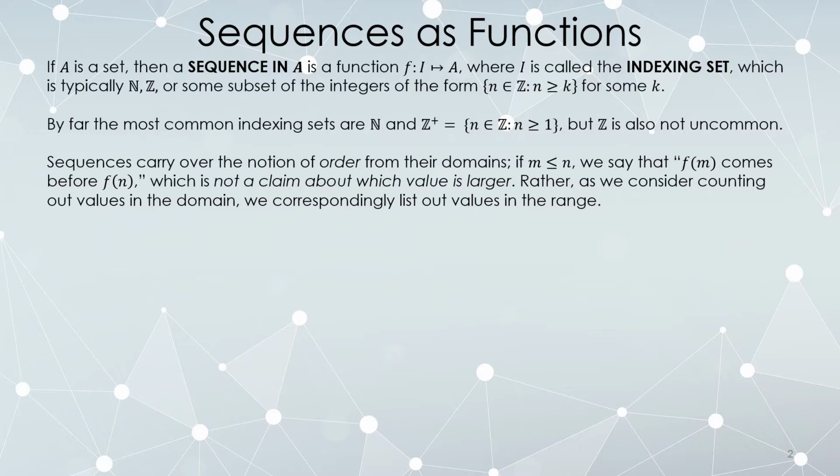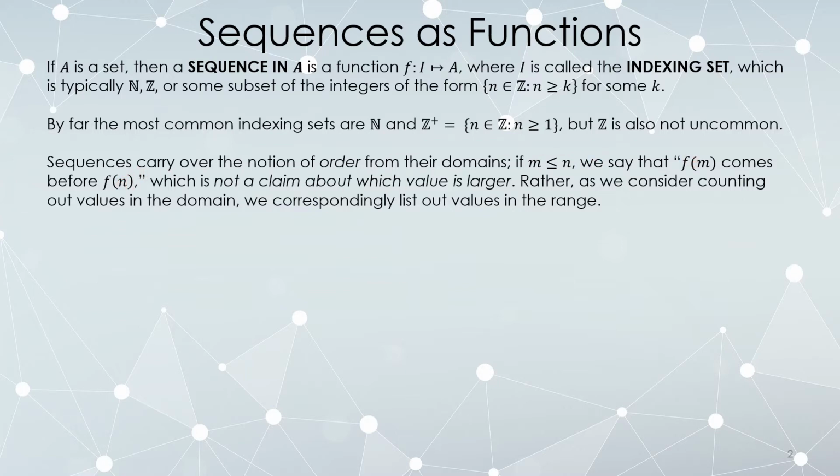Sequences carry over the notion of order from the domains. So if I have two elements of the indexing set, where m is less than or equal to n, we would say that f of m comes before f of n. It's not actually a claim as to which of these two things is bigger than the other. The set A, where these values live, might not actually have an order on it. It could be like letters or buildings, and you wouldn't have any sort of sense of which letter is bigger than the other. So you're not making a claim about which of these two things is bigger. However, if the inputs obey an inequality, you would say that one of these terms comes before the other.